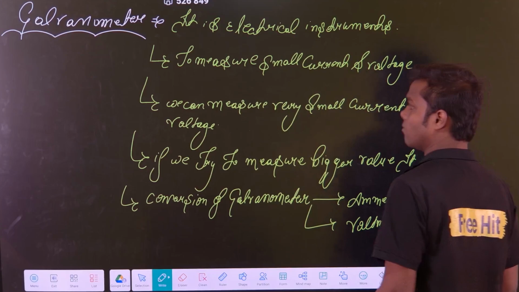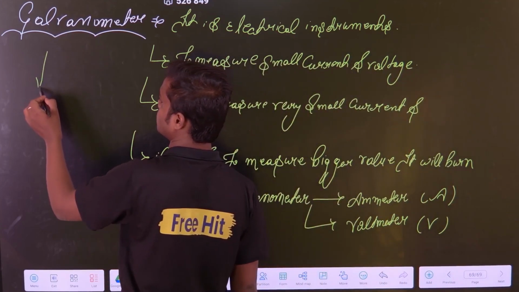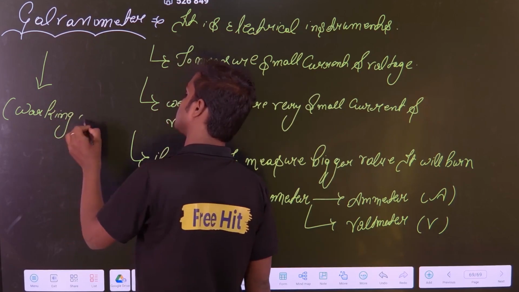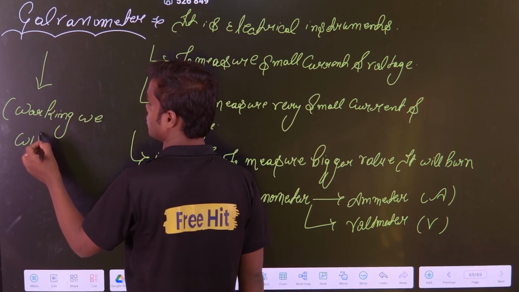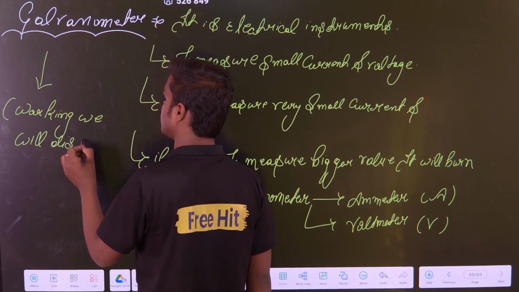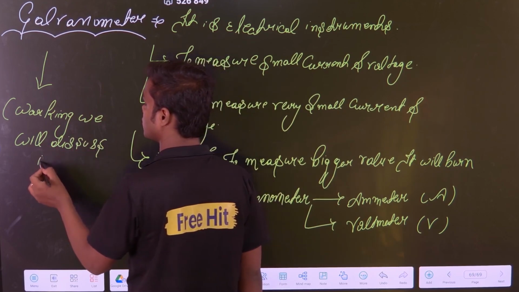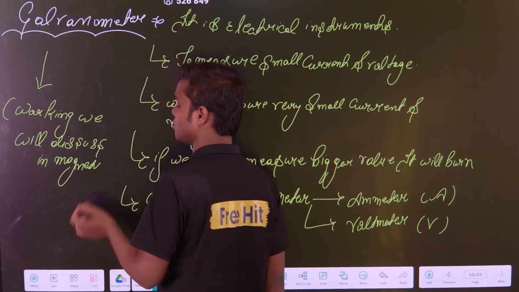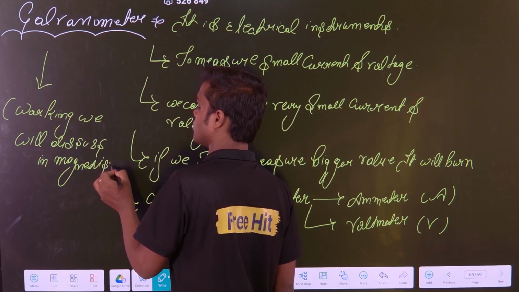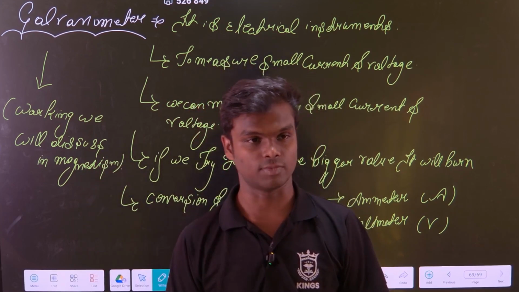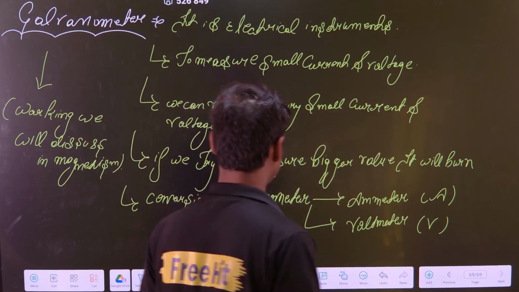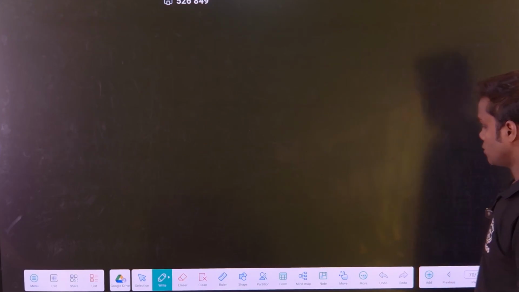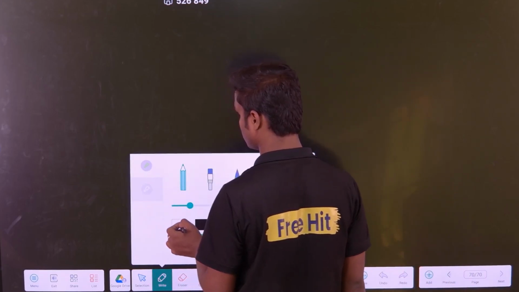But the working we will discuss in magnetism. In magnetism we will understand how its working takes place. There we will understand the working of the galvanometer. Clear? So let us start our approach basically. I hope you understand this thing. This is a basic idea. So first we have to understand the ammeter.